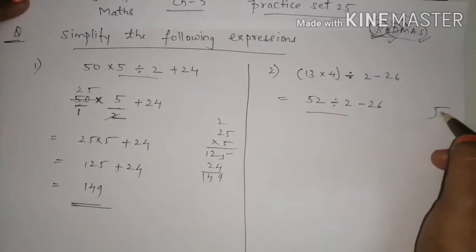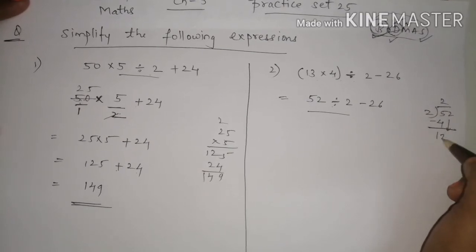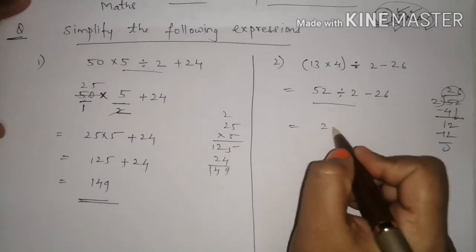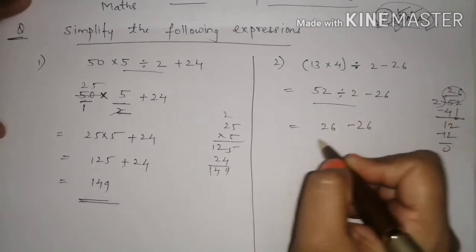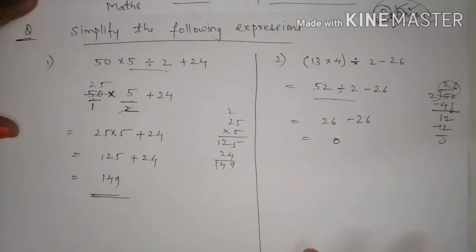52 if you divide by 2: 2 2s are 4, 5 minus 4 is 1, take this 2 down, 2 6s is 12. So we got 26. 26 minus 26 is 0. So the answer we got is 0.